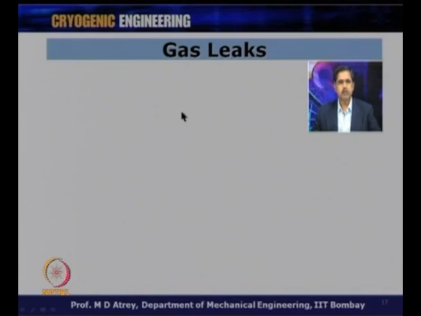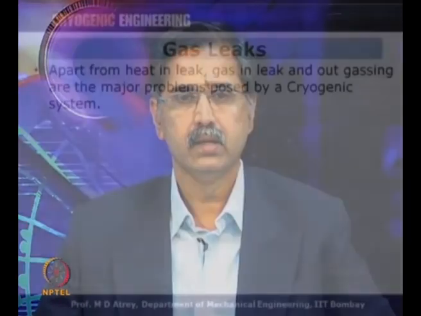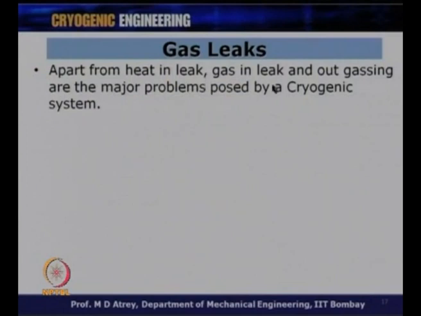Now, this parameter will also depend on what the leakage paths are. The gas is going to get leaked over a period of time, and the leakage paths could definitely be there. As long as fabrication happens, you always have joints, you have some seal matters, you have a material which outgasses, and therefore, gas leak is always going to be there. So, apart from heat in-leak, gas in-leak and outgassing are the major problems posed by a cryogenic system.